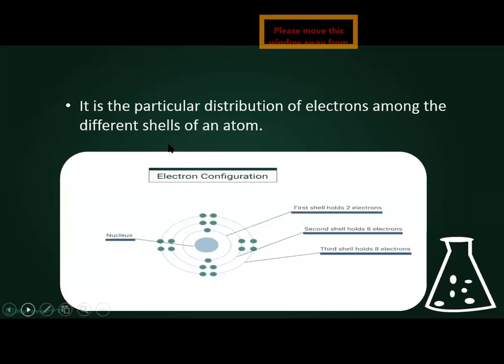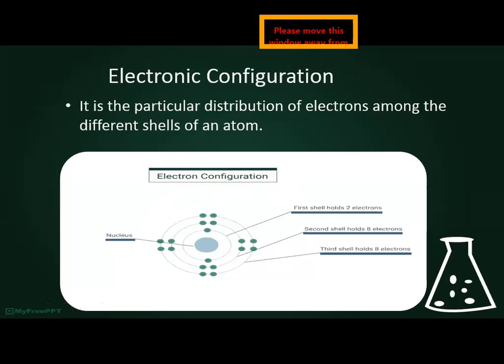Now, electronic configuration is the particular distribution of electrons among the different shells of an atom. Here I am just describing it. In our next lecture on atomic structure, we will conclude this chapter, and we will also learn how the electrons are arranged in the different shells. Here you can see the first shell holds 2 electrons. The first shell is called the K shell. It comes just after the nucleus. It holds only two electrons. Then the second shell holds 8 electrons.